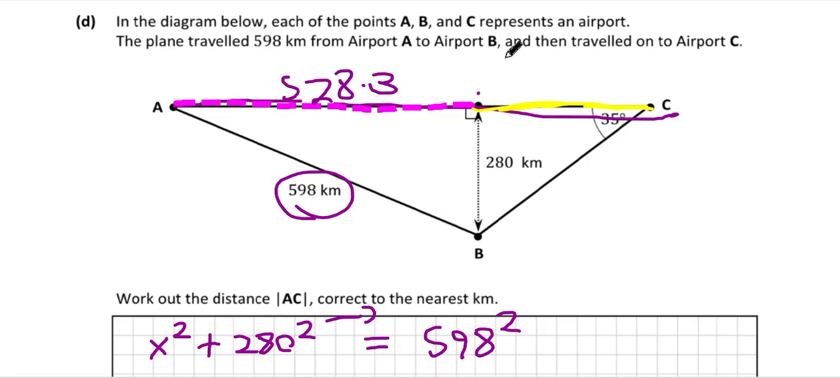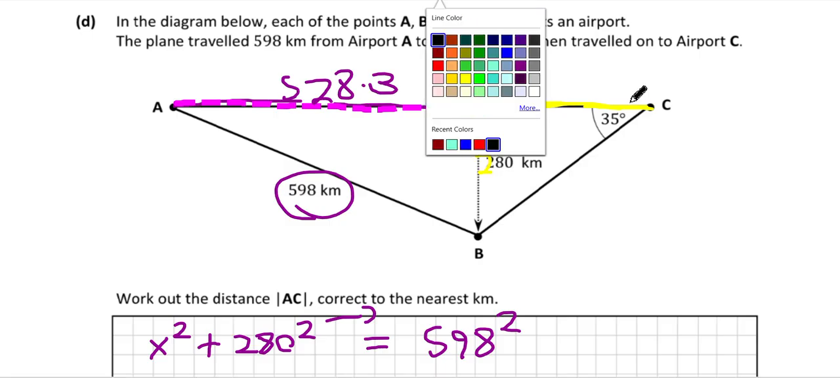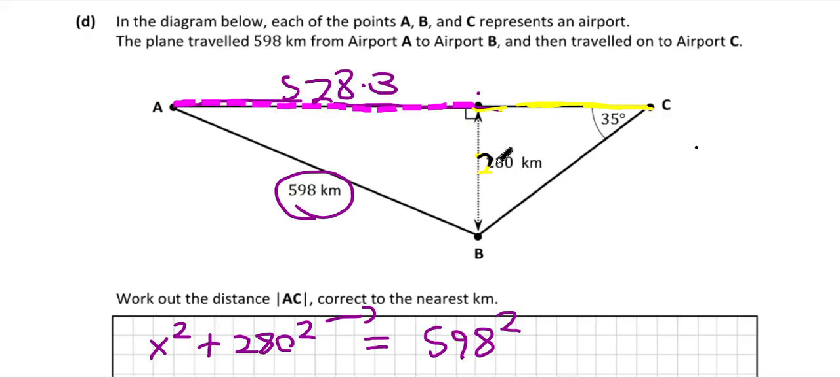See the yellow one? I can't use Pythagoras' theorem to get the yellow one. Why? I only know one length, don't I? I only know the 280. I don't know anything else. So I'm going to call this x now. Everybody see that? That's the adjacent. That's the opposite. What function do you think I should use? I'm going to use tan, because tan works with opposite and adjacent.